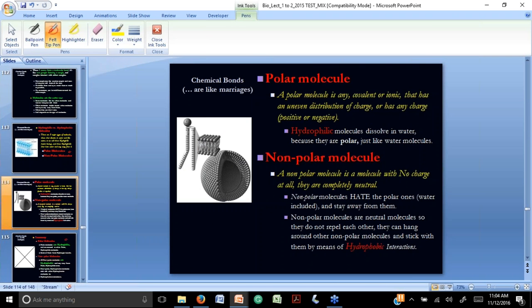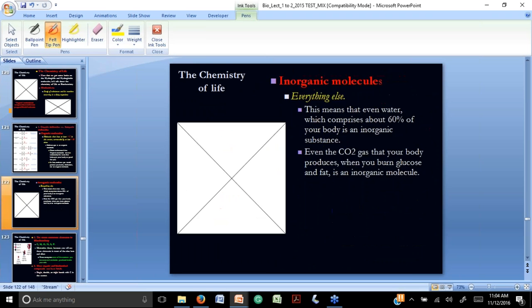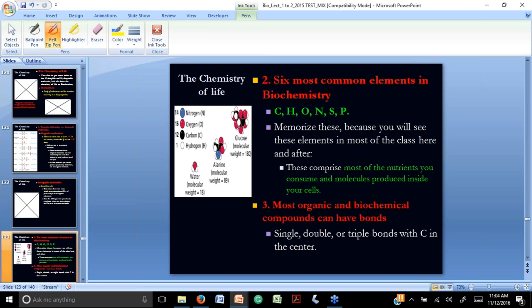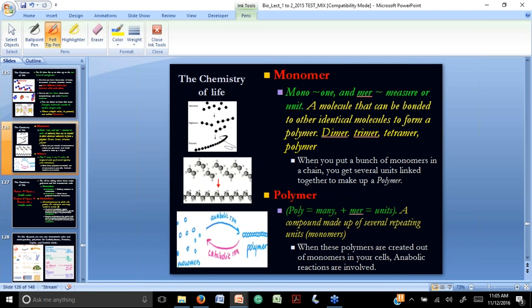All right, so that is the summary of the polar and nonpolar. We are going to talk about the chemistry, organic versus inorganic. Remember, organic is going to have at least one carbon and at least one hydrogen. Okay, so that is the classification of organic versus inorganic. Okay, let's keep going.